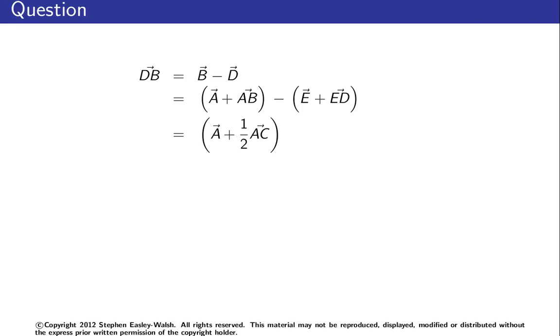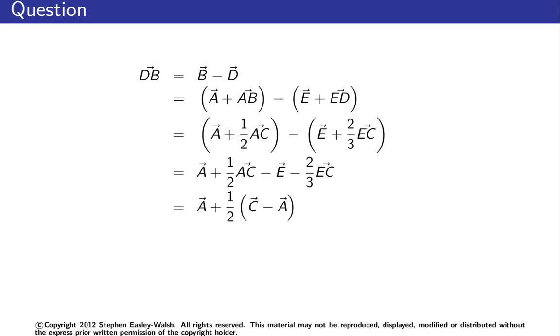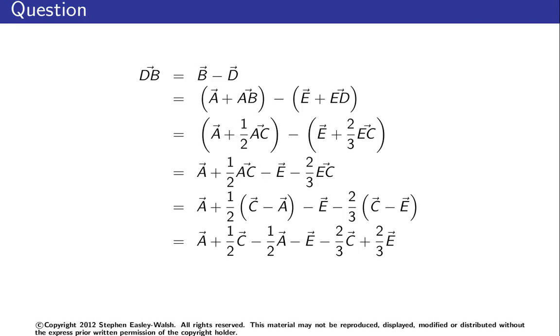Now, since B is the midpoint of AC, we can say AB is a half AC. And likewise, we can say ED is 2/3 EC. Drop in the brackets. We have A plus a half AC minus E minus 2/3 EC. AC, using our rule again, is C minus A. And EC, again using our rule, is C minus E. Multiplying through, I get a half A plus a half C minus a half A, and then minus E minus 2/3 C plus 2/3 E.